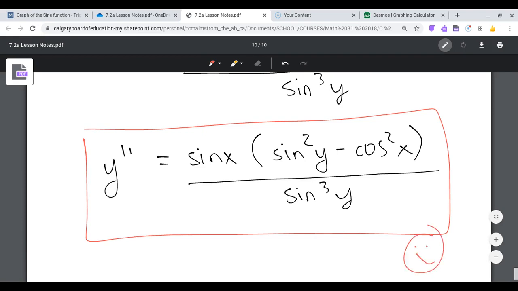Woo! We are done the 7.2 part A lesson. I would encourage you to do the startup question at the beginning of the 7.2b lesson notes because it looks at finding the derivative in terms of an actual angle. So you're evaluating the derivative instead of just finding it in terms of variables. All right, see you for the next set of lessons when you're ready.